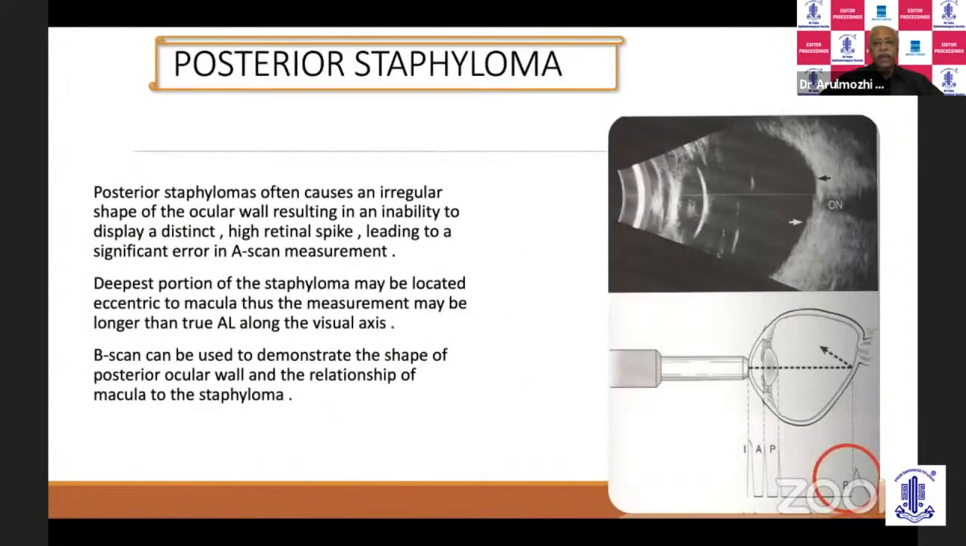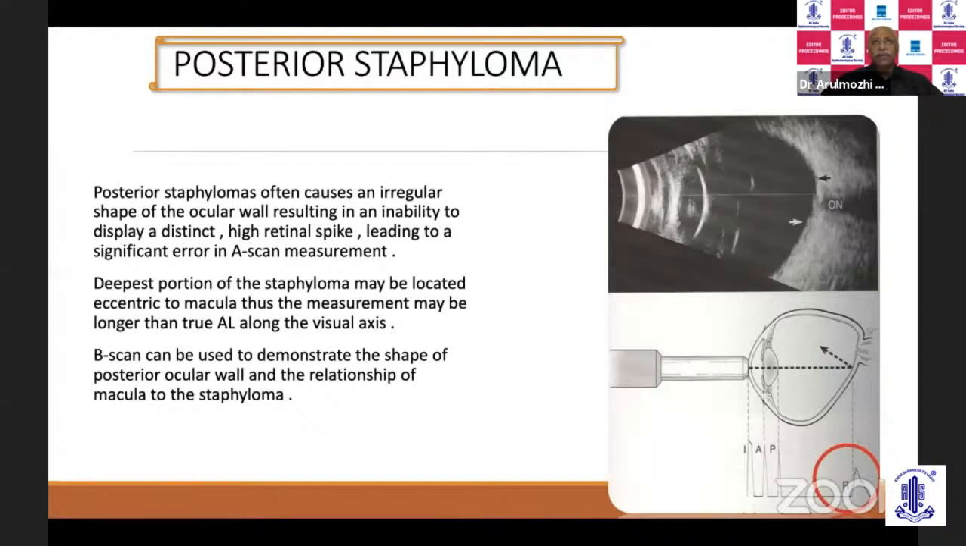In special scenarios, posterior staphyloma is going to be a bugbear. Both very long eyes and very short eyes are problems with ultrasound biometry. You're trying to do the ultrasound biometry and you're hoping to find out the length of the eye along the optical axis, when it's not very sure that you're getting the optical axis length every time. You're getting the length of the eye, but it may not be in the visual axis.